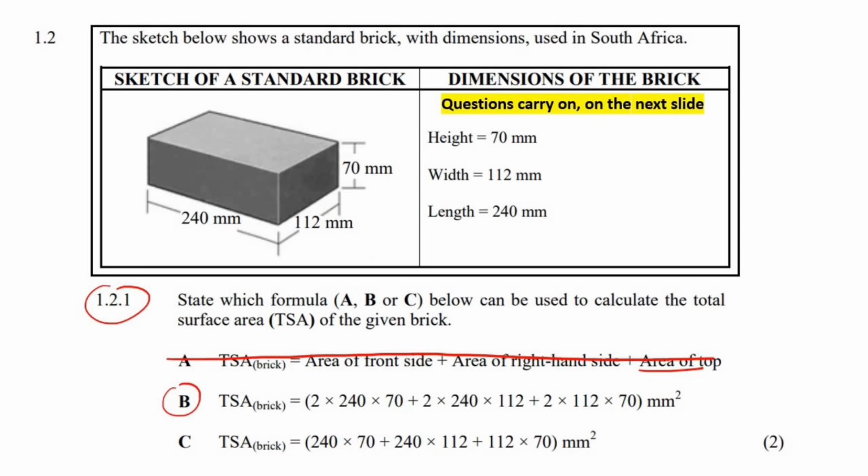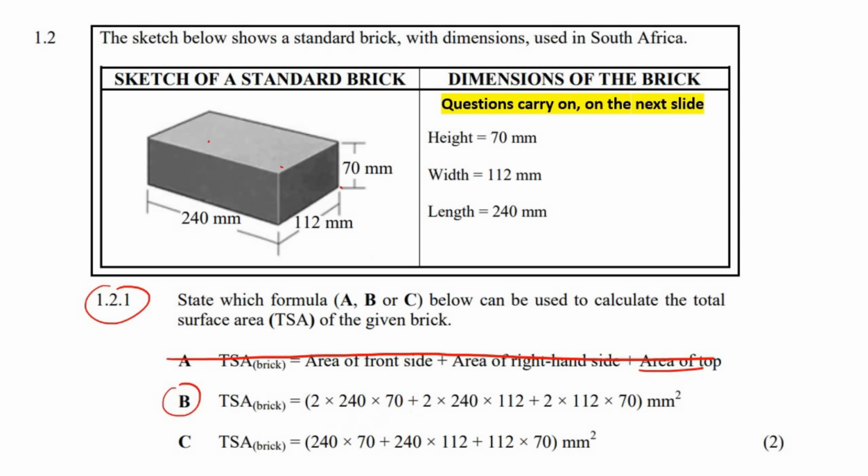Let's look at B and see if B works out. So they're saying that it's 240 multiplied by 70. Okay, so that gives you that part. And then what I like is they're multiplying it by 2. Why are they doing that? Well, that's because there's also the same at the back. You see? So that's where the multiply by 2 comes in. So I like that part. That takes care of this part and at the back.